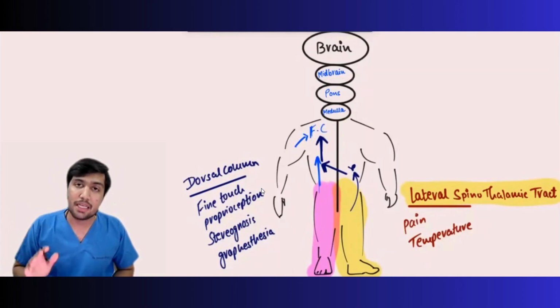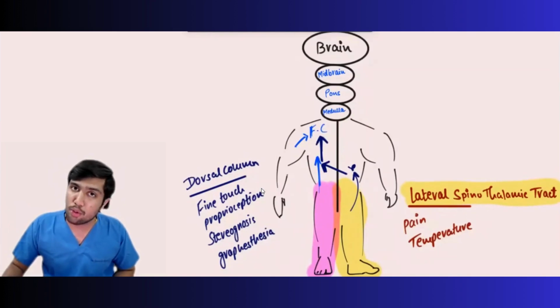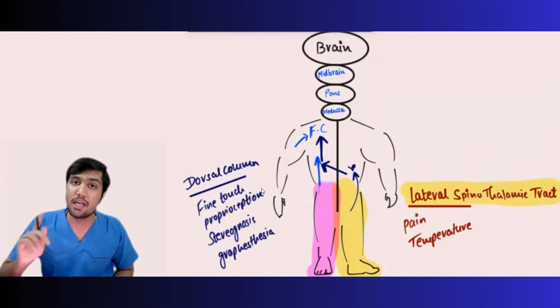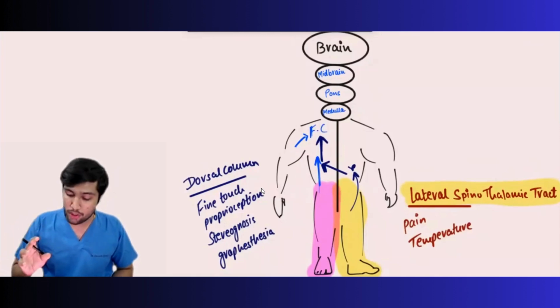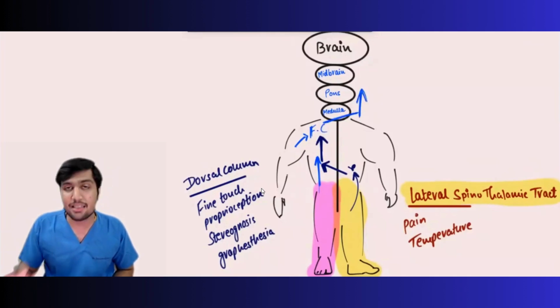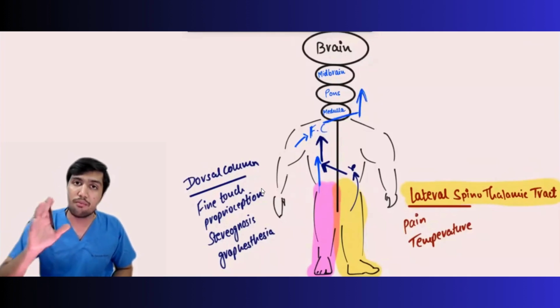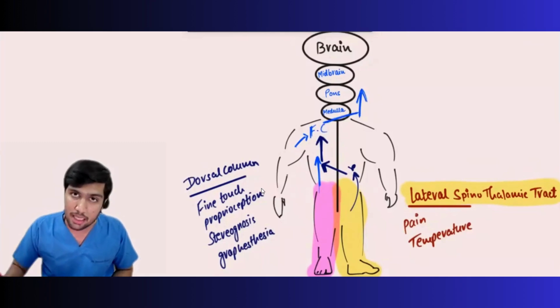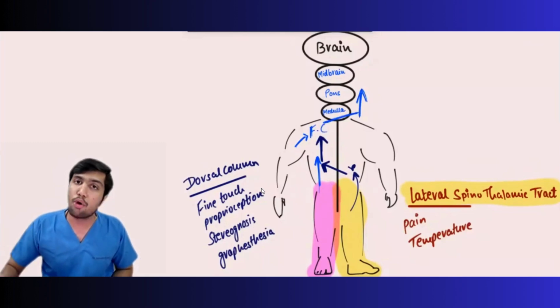In the medulla, it will synapse with the second order neuron of the dorsal column tract in the nucleus gracilis and nucleus cuneatus. So the second order neuron of the dorsal column tract here in the medulla will decussate and go to the opposite side. And from here, it will again start ascending upwards towards your thalamus. And where in the thalamus? They will ascend to the ventero-posterior-lateral nucleus of the thalamus, where they will synapse with the third order neuron.